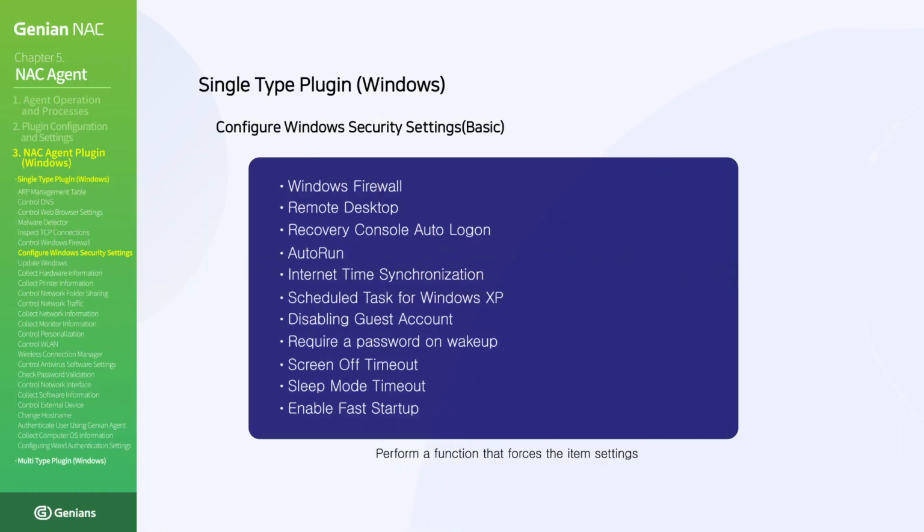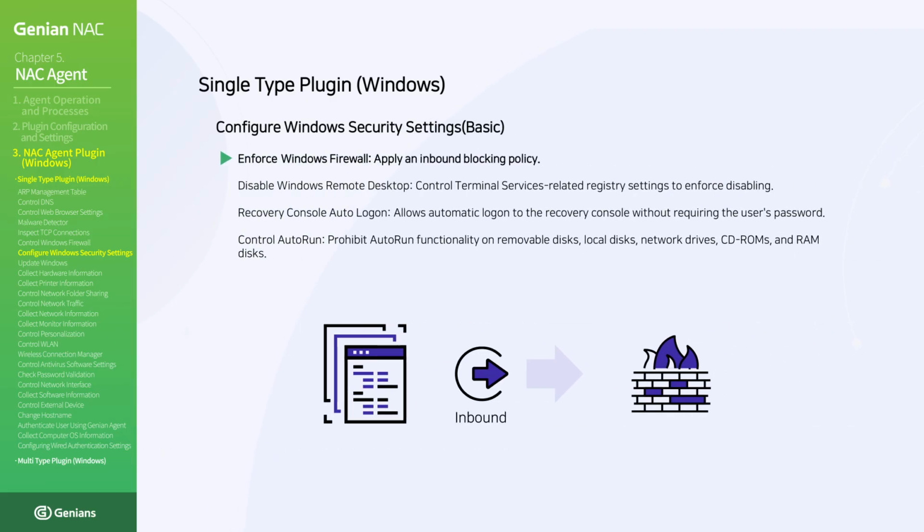The Configure Windows Security Settings plugin enforces settings for the following items: Windows Firewall, Remote Desktop, Recovery Console, Auto Logon, Auto Run, Internet Time Synchronization, Scheduled Task for Windows XP, Disabling Guest Account, Require a Password on Wake Up, Screen Off Timeout, Sleep Mode Timeout, and Enable Fast Startup. Among the default settings of the Windows Security Settings plugin, the Windows Firewall option enforces the inbound blocking policy configured in the plugin to be applied to the Windows Firewall.